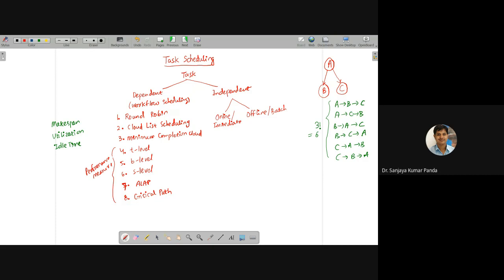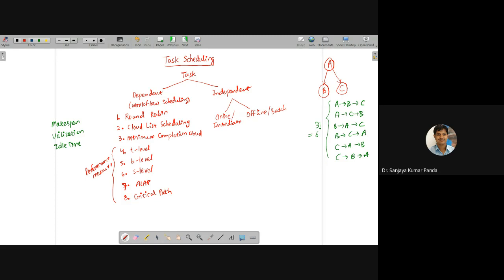So the difference is that in the online case, suppose you are given an application like this, in the case of dependent tasks. Once you are executing A, you don't have any knowledge of B and C. Okay, you take the decision for A. Once A is successfully completed, then only you can think about B and C. Right. In fact, round robin scheduling or minimum completion time, these scheduling algorithms are nothing but online algorithms.